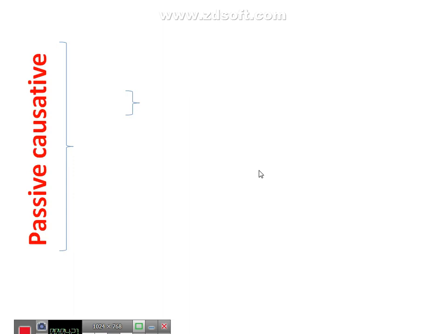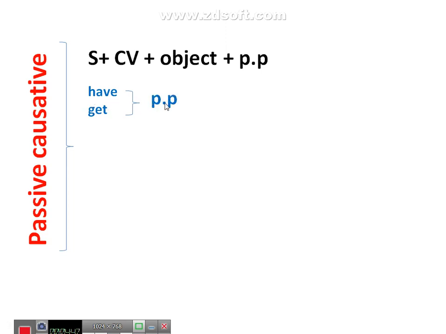What about the passive causative? In the passive causative, we begin with the subject, followed by the causative verb and the object plus past participle. At the end, we can use by plus the agent, and it's optional, you can use it or not. What are the causative verbs in the passive causative? We use only have or get, followed by the past participle form of the verb.